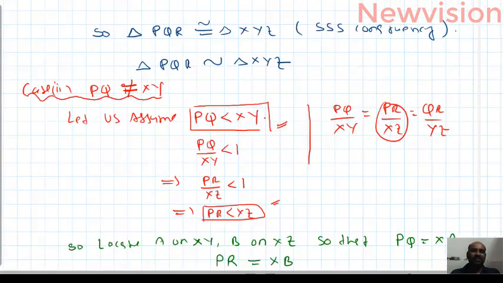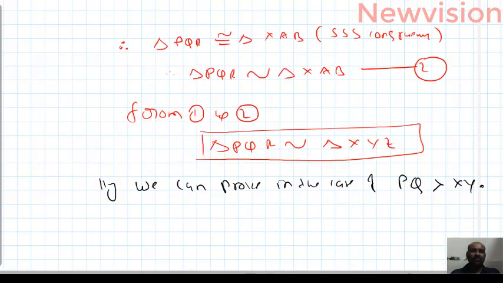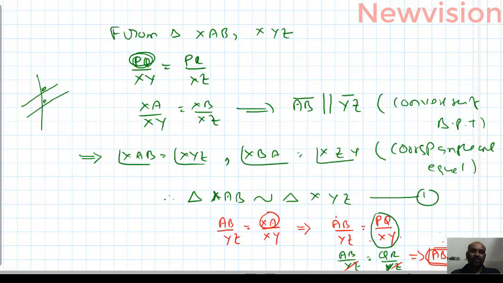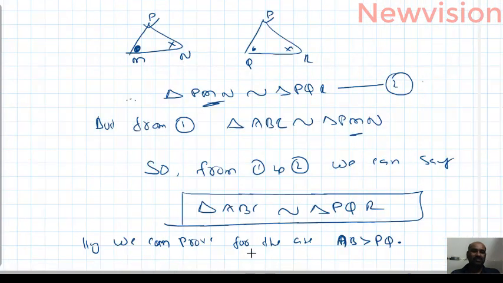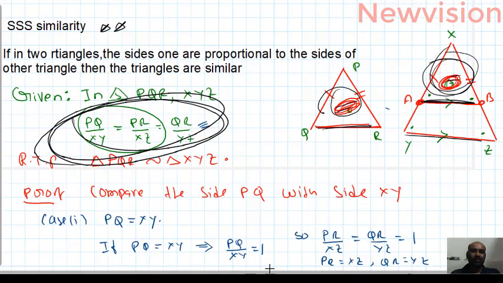Automatically, they are similar. From 1 and 2, I concluded that triangle PQR is similar to triangle XYZ. So, these are very difficult theorems: AAA similarity, AS similarity, and SSS similarity. No need to memorize this. Just observe how I proved it. That's all.